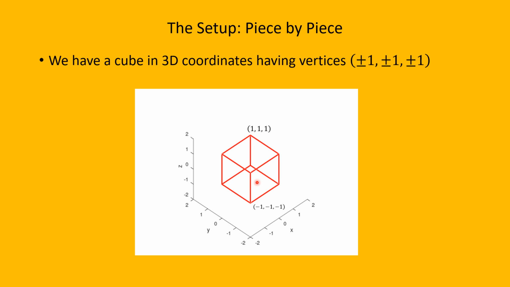This cube has vertices, each of which has x, y, and z coordinates that are either plus or minus 1. For instance, this vertex of the cube right here, the x coordinate is -1, the y coordinate is -1, and the z coordinate is -1. So this point is -1, -1, -1. Similarly, up here, this vertex of the cube has coordinates 1, 1, 1. We can similarly find the coordinates of all of the other vertices of this cube if we desire.